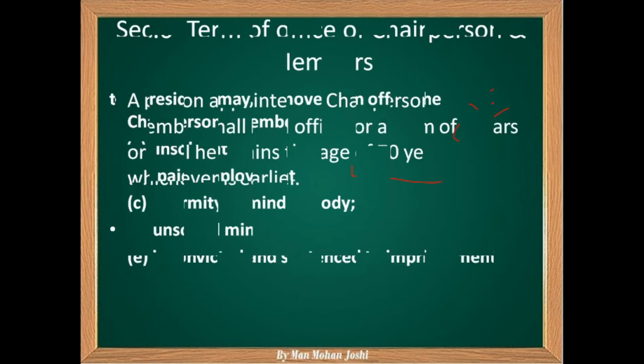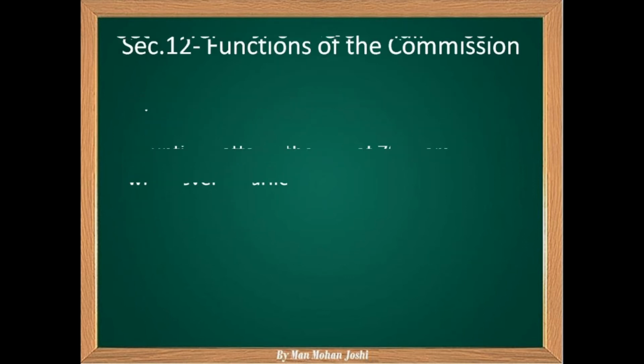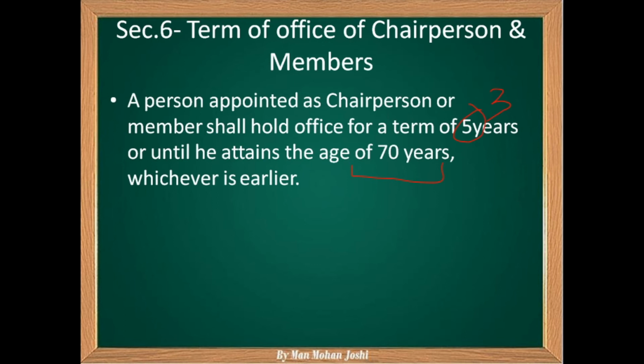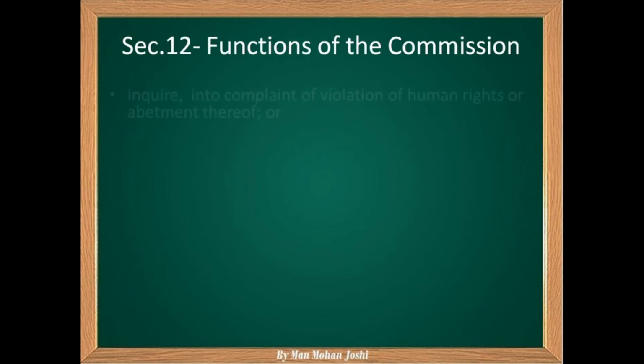These are the reasons the person may be removed from his office. Section 6, I have already explained to you what shall be the term of office of chairperson and member: 3 years and 70 years. You are well aware of this. So, my dear students, let's jump into the next slide, functions of the commission.